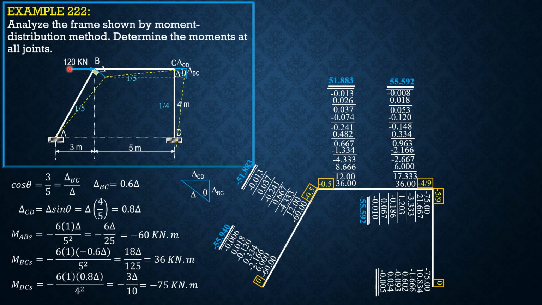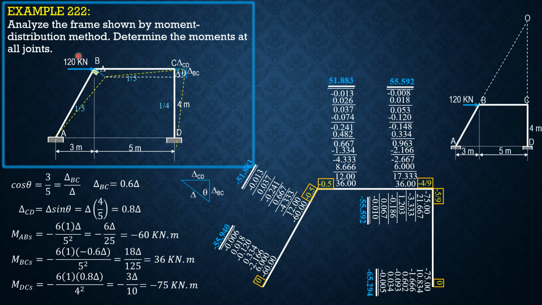MBC is 51.883 R, and MCB is 55.592 R, MCD is negative 55.592 R, MDC is negative 65.294 R.